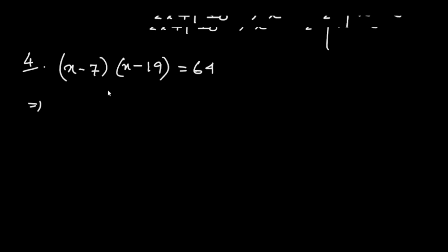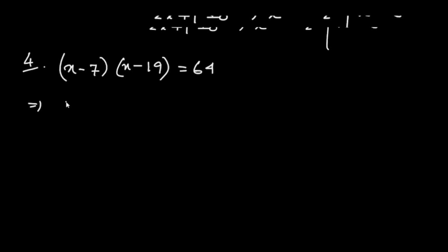So first of all, if we multiply this out, it will become x squared − 7x − 19x + 7 into 19, that is x squared − 26x + 133 = 64. If I bring the 64 to the left hand side, it will become x squared − 26x + 69 = 0.